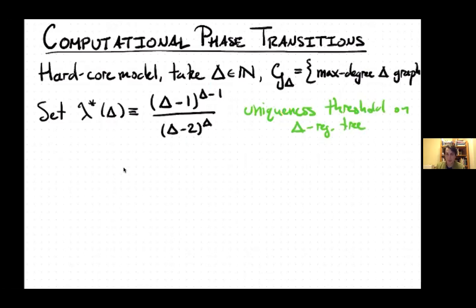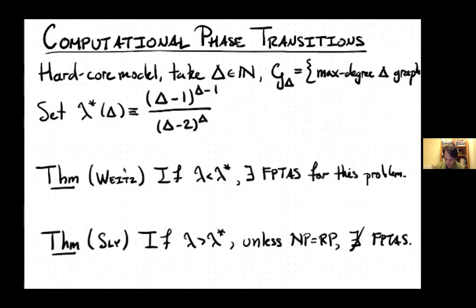So the computational phase transition refers to the following two results, which are, I think, quite an attractive combination. So one theorem, due to Weitz, says that if you look at a lambda less than lambda star, so you're in a high temperature regime on the tree, then in fact, there is a fully polynomial time approximation scheme for this class G delta. So you give me any graph with max degree at most delta, and you can efficiently give as accurate an approximation as you want to the partition function.